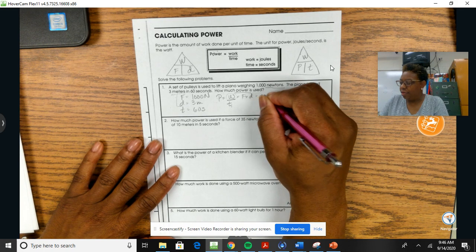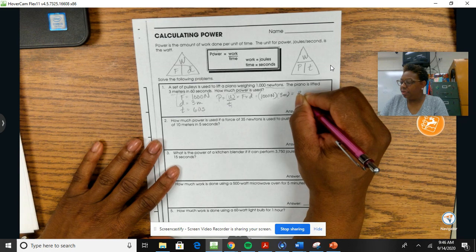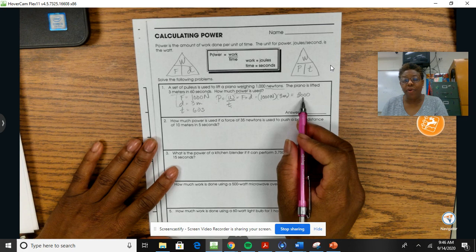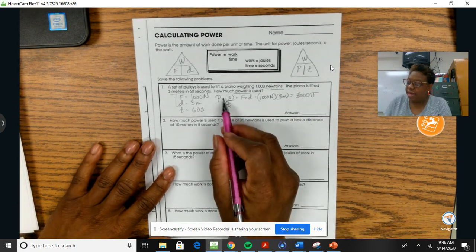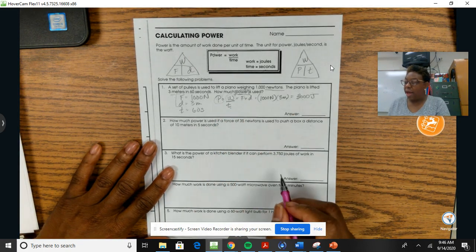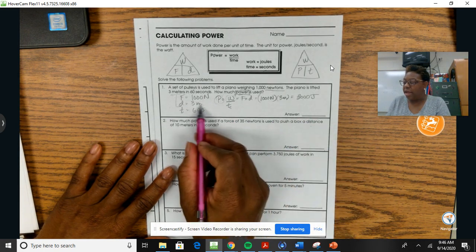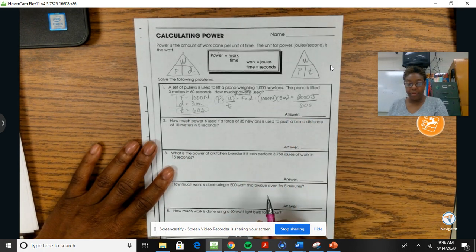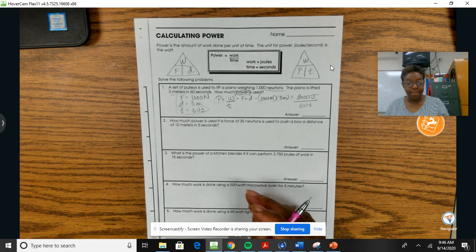All right, here we go. 1,000 newtons, 3 meters. So work is equal to 3,000, and what is the unit of work? Joules. But we're trying to solve for power. That was the ultimate question. How much power? So power is equal to work over time. Now I have work. Do I know time? Yes, it was given in the problem. Work divided by time will give me my solution.